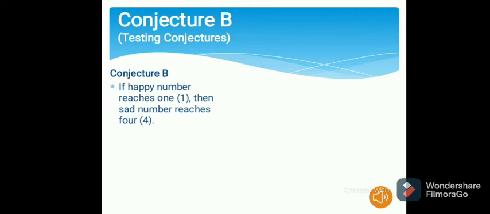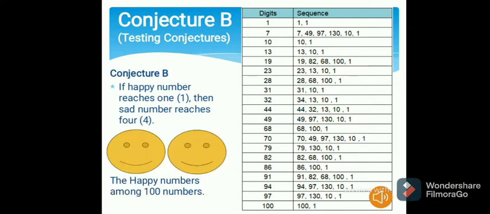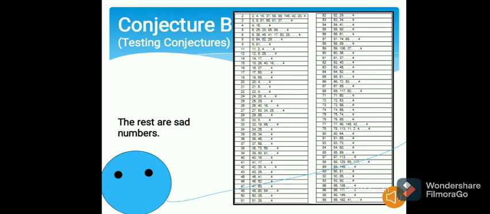To test our Conjecture B, we separate the happy numbers from the sad numbers. Conjecture B: if a happy number reaches 1, then a sad number reaches 4. So we have here only 20 numbers out of 100 that were happy numbers. The rest of them were sad numbers, and they are 80 sad numbers.